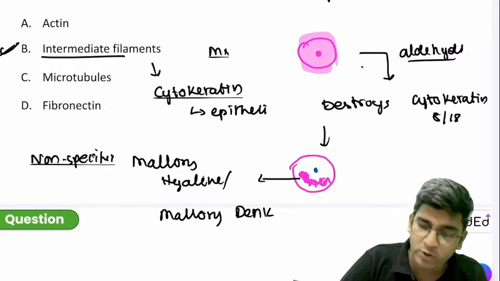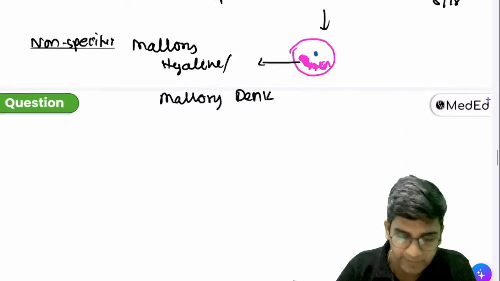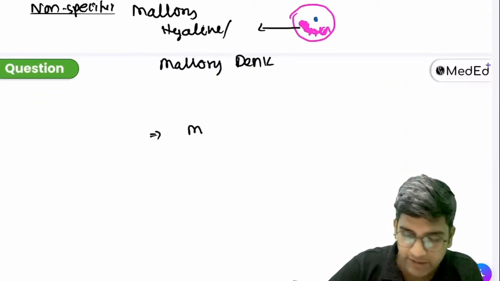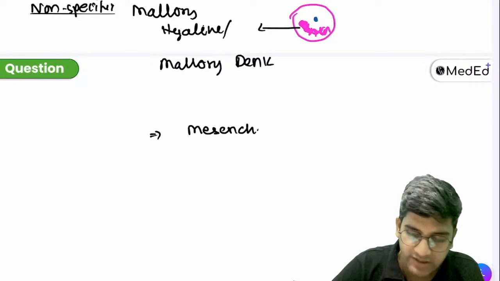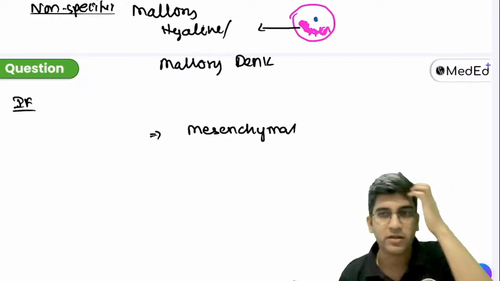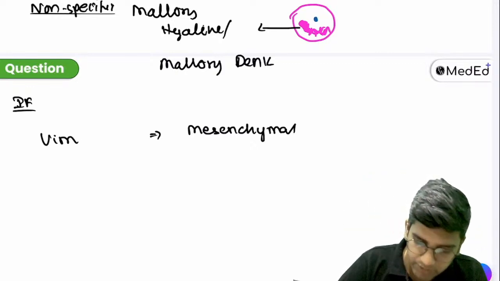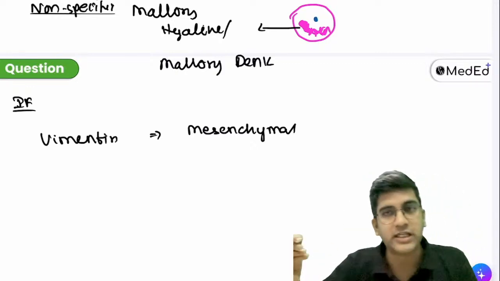Okay. There are a few more intermediate filaments. I'll tell you, you tell me what they are. There are a few intermediate filaments which are seen in mesenchymal tissue. Can anyone tell me what's the intermediate filament seen in mesenchymal tissue? I'm writing IF for intermediate filament. Or which is the marker for mesenchymal tissue? Vimentin. This also is an intermediate filament seen in mesenchymal tissue.